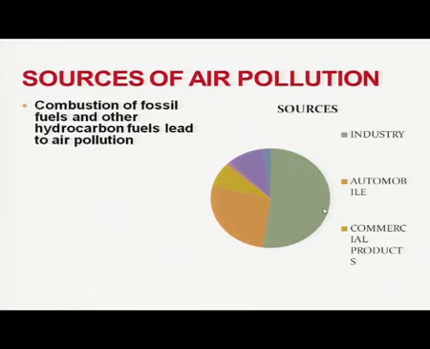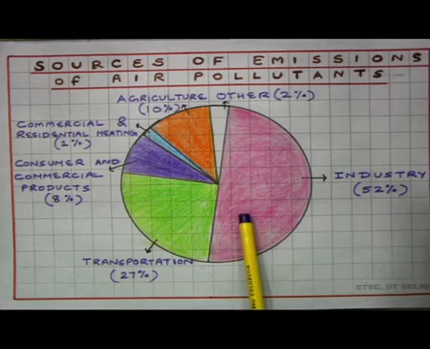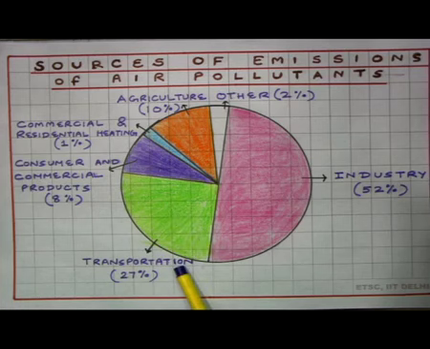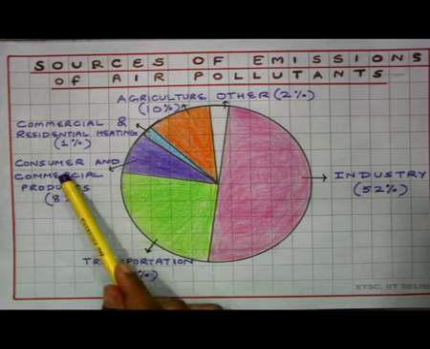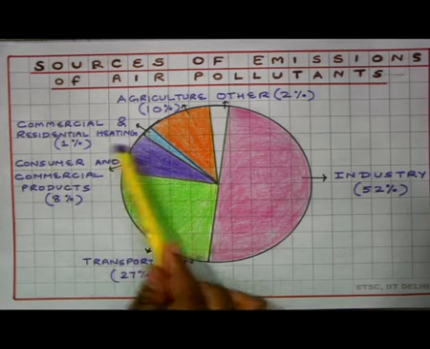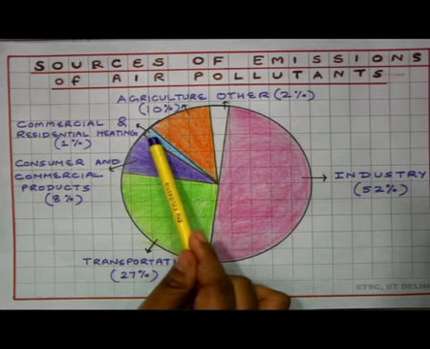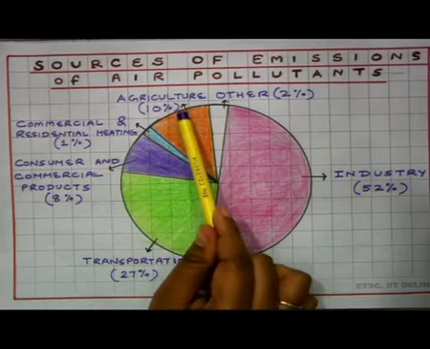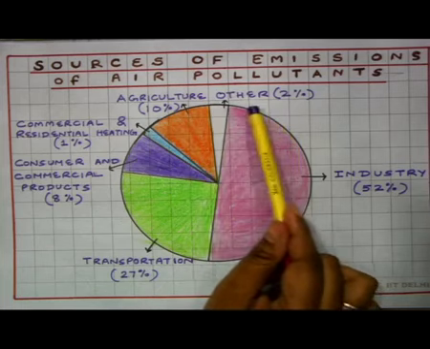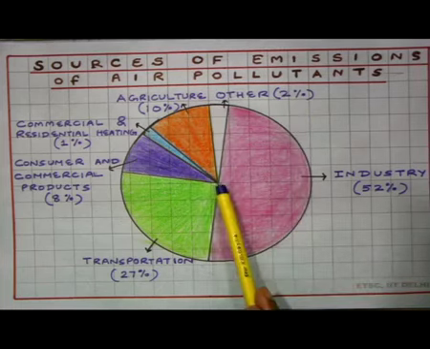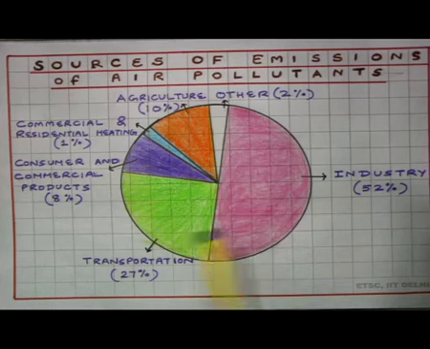As you can see in this pie chart, industry and automobiles are the major contributors to air pollution. Here you can see that industry contributes 52% to air pollution, transportation or automobiles contribute 27%, followed by consumer and commercial products 8%, commercial and residential heating 1%, agriculture 10% and the rest of the causes 2%. So, basically we are more concerned about industry and transportation, which are the major culprits behind air pollution.